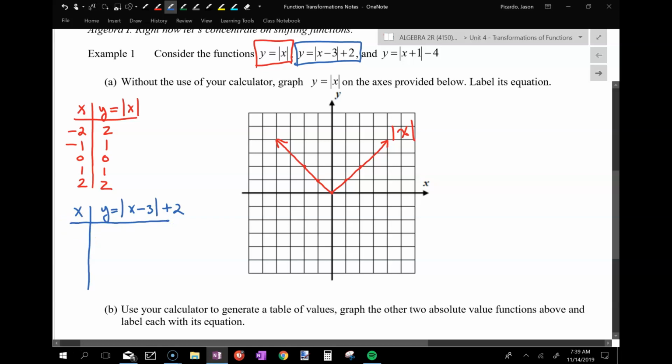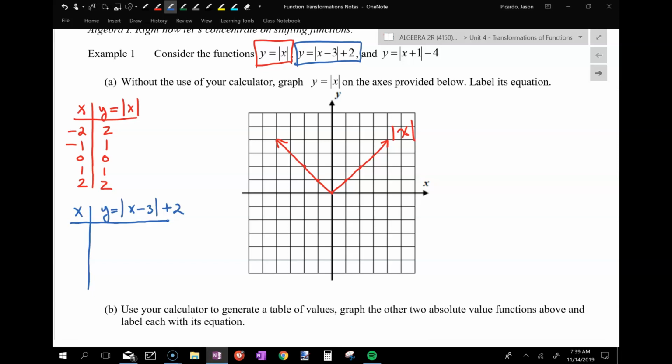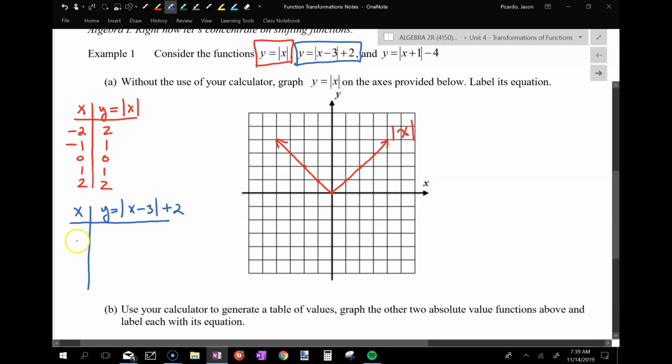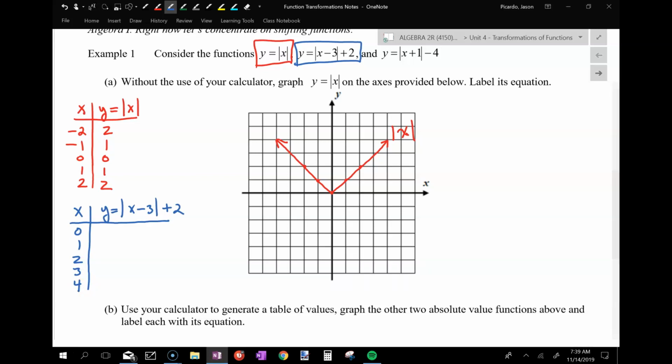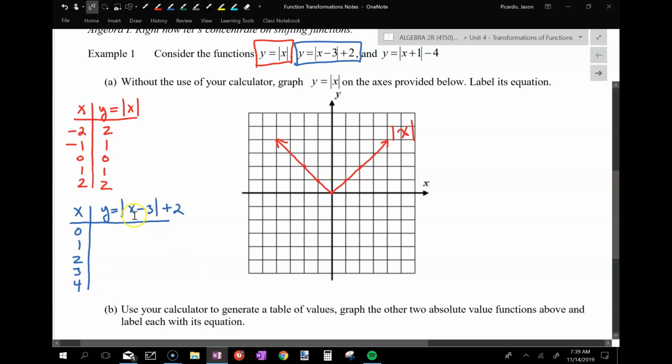Now, do you agree on your t-chart on your calculator? You can pick your values of x rather easily by just toggling up and down. So I'm going to toggle for you. We're going to look at these values: 0, 1, 2, 3, and 4. Ready? Plug in 0. 0 minus 3, negative 3. The absolute value of negative 3 is 3. 3 plus 2.